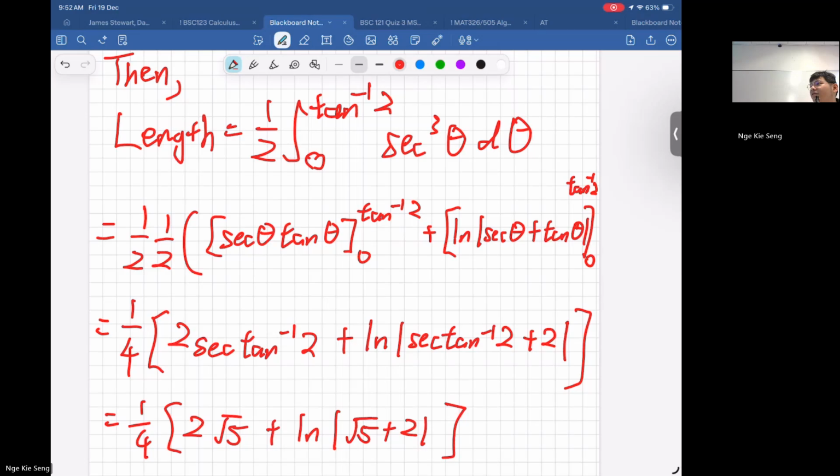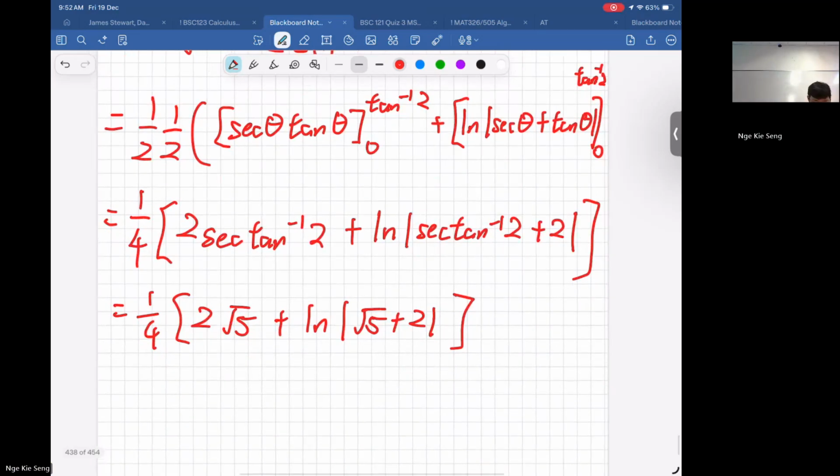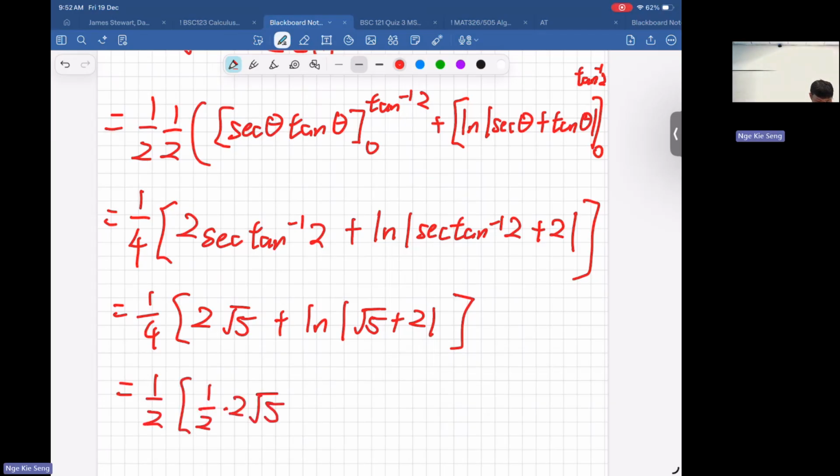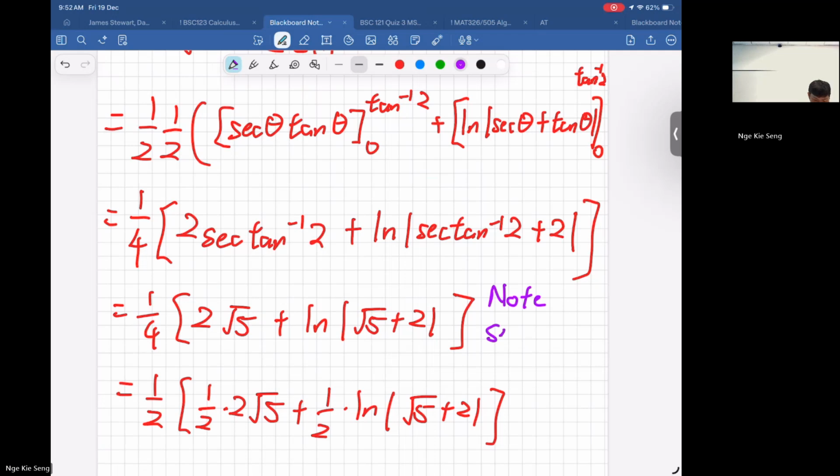Is it okay? Or should I write it? So here we multiply in the half, so we get the same answer. So not secant, tangent equals 2. Any questions so far?